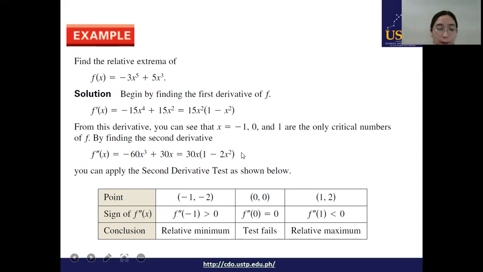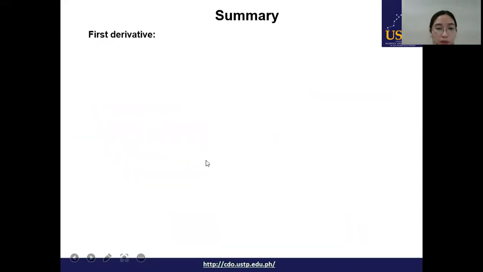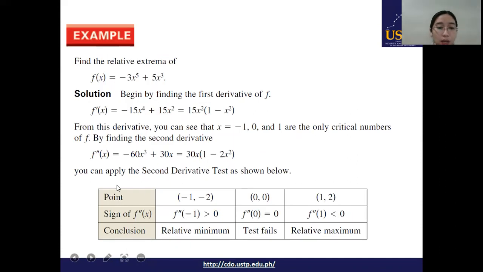So ato siyang gikuha na to ang iyahang similar na factor. Okay, so gipagawas na to si 30x. So now we can apply the second derivative test shown below. So naagyapon tay table with point, the sign of f double prime of x, and your conclusion.